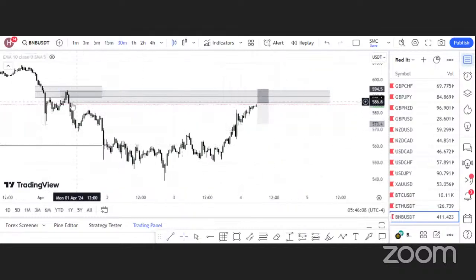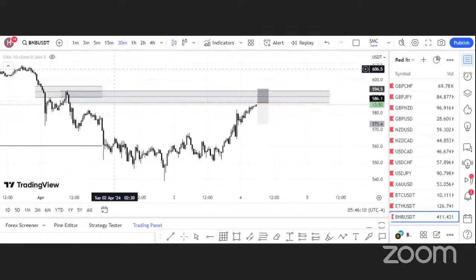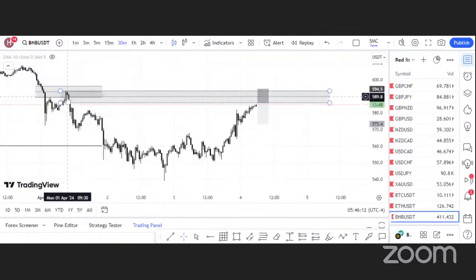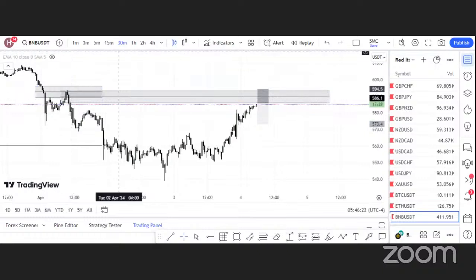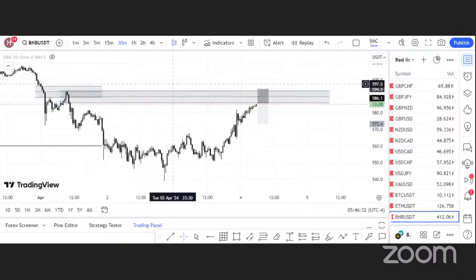All right, and you see it aligns well with the 30 minutes time frame too. On the 30 minute time frame, what we have on the 1 hour time frame is another block. Okay, we have another block on the 1 hour time frame, but on the 30 minutes time frame, you see it is a fair value gap. Okay, it shows we have a fair value gap on the 30 minutes time frame.